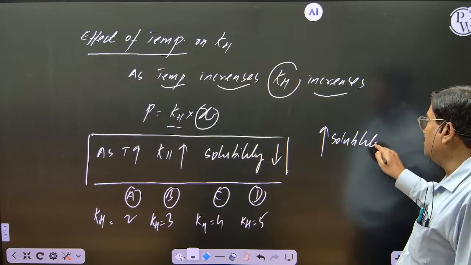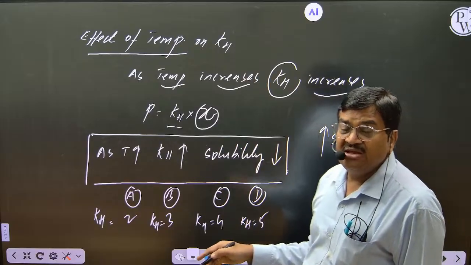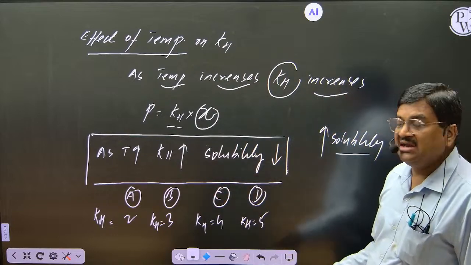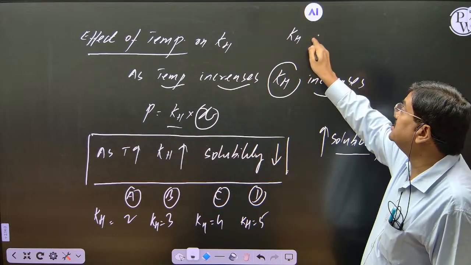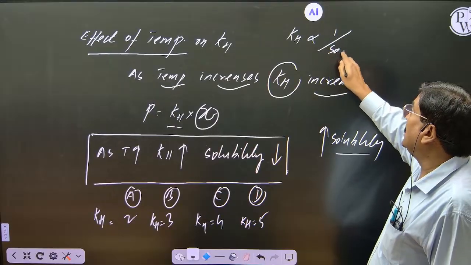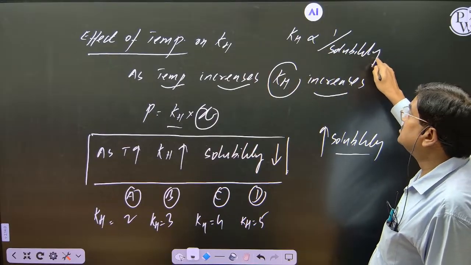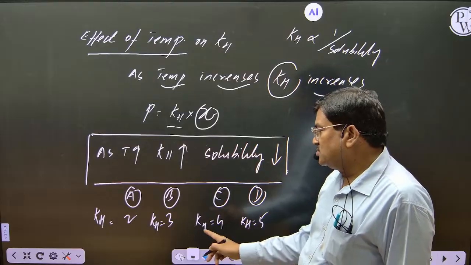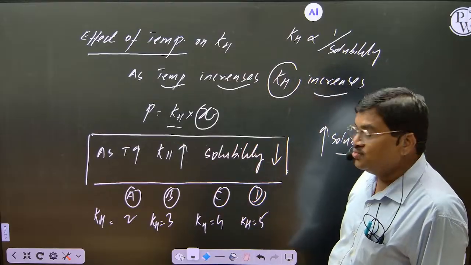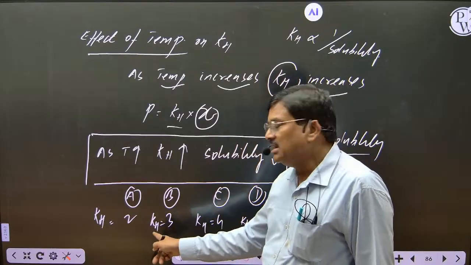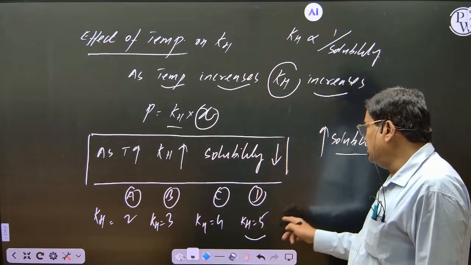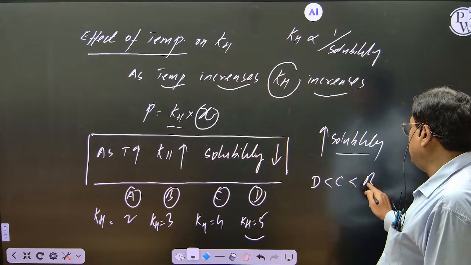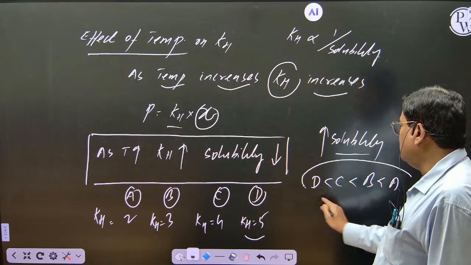Now tell me how will be the solubility. Lower the Kh value, higher is the solubility. Do you agree? Because Kh is inversely proportional to solubility. With increase in Kh, what happens? Solubility decreases. So I want from lowest to highest. Who comes the lowest among A, B, C, D? The one having the highest value. So D comes to be less. Then comes what? C. Then comes what? B. And A is having higher solubility.